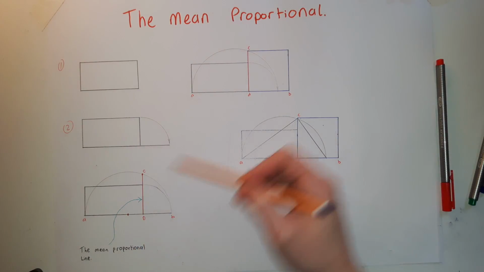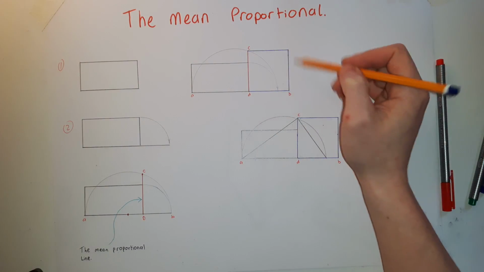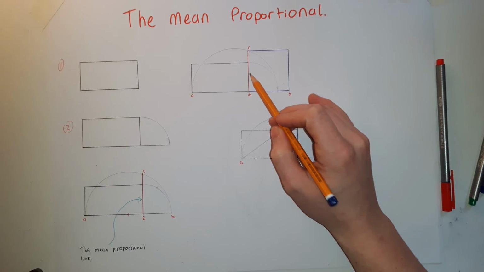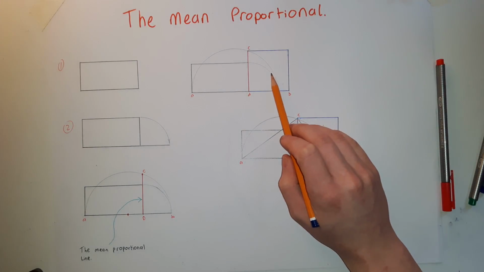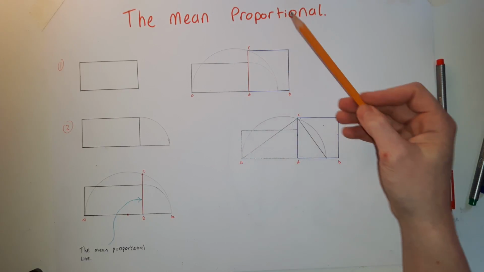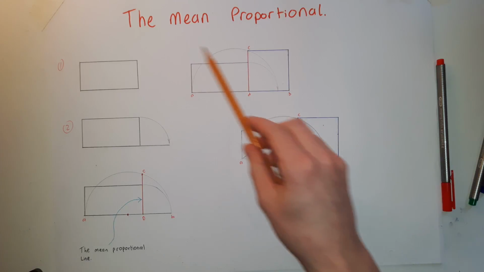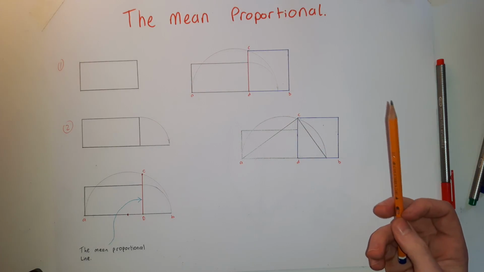So this mean proportional line, up here we see it's there in red, and that is the side length of the square. So we just draw the square using this side length, the mean proportional, and this square is the exact same area as this rectangle. And that's how we convert the rectangle into a square of the exact same area using the mean proportional. Now I'll show you how this is done.